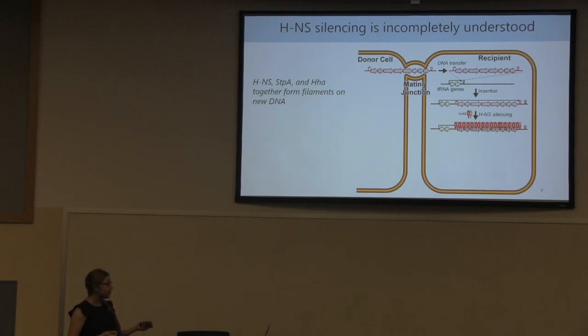And this H-NS filament will silence the gene by preventing at least two steps in transcription. It can block promoters, so preventing initiation, and it also can affect elongating RNA polymerase that might encounter the filament.